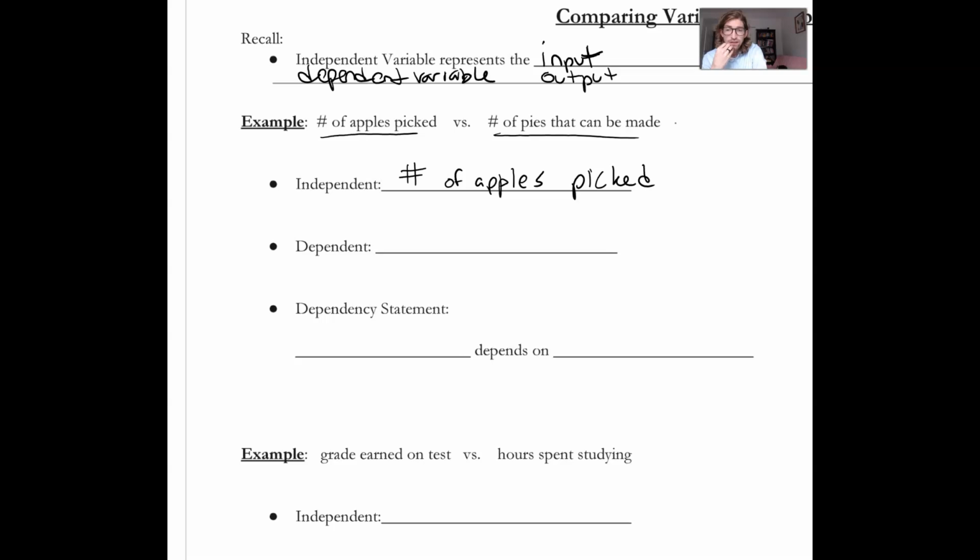And then depending on how many apples you pick, that is going to determine how many pies we can be making. If you don't have enough apples, you can't have the pies in the first place. You can't have the pies without the apples. So our dependency statement is dependent depends on independent. Number of pies depends on number of apples picked.